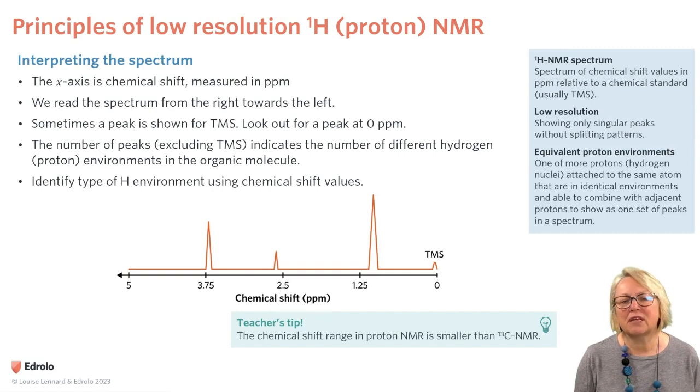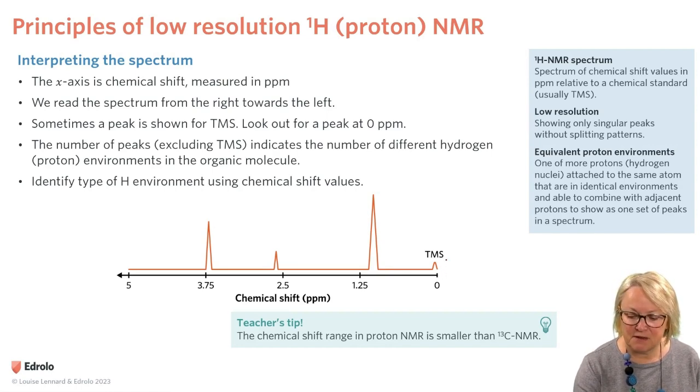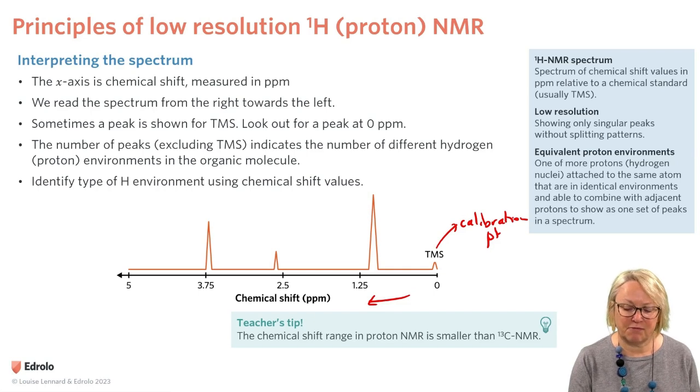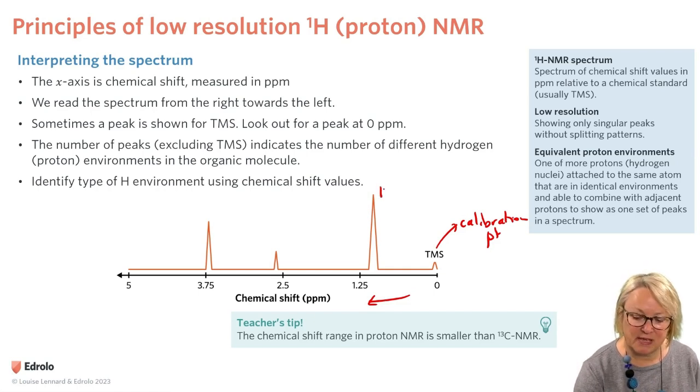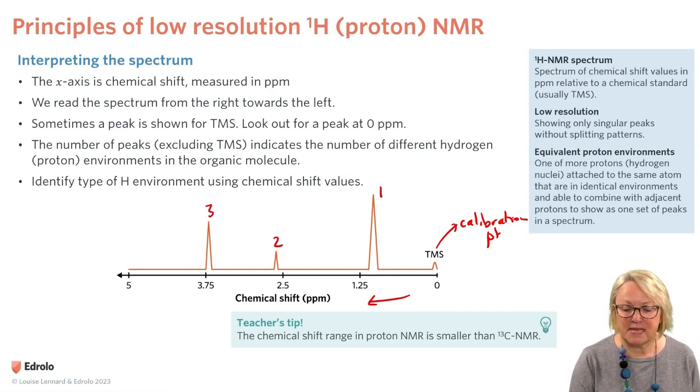Okay, when we're looking at low-resolution proton NMR, we're looking for similar things that we were looking for in 13-carbon NMR. We're reading the x-axis in chemical shift measured in ppm, starting from TMS, which again is our calibration point, and we're reading the peaks that appear from right to left. So here we have 1, 2, 3 peaks. Sometimes a peak is shown for TMS, just look for that and don't include that as an actual peak.